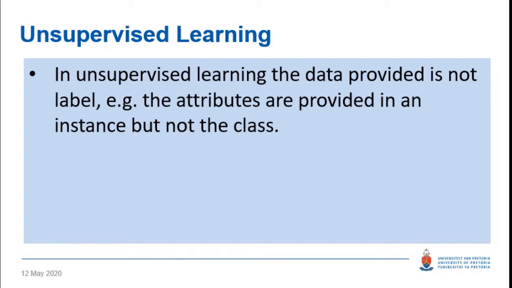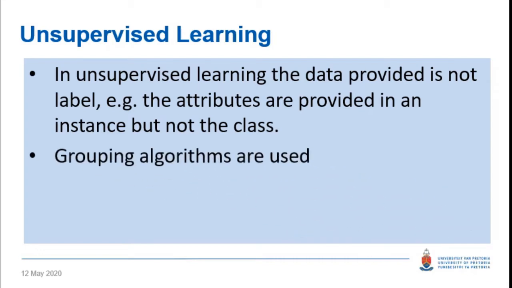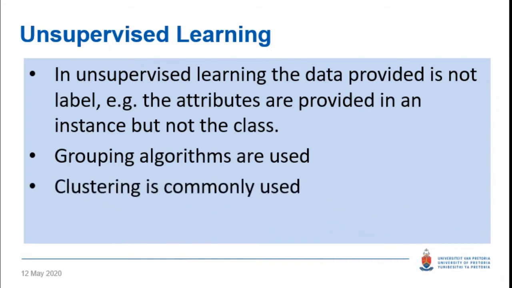So the algorithms that are generally used for unsupervised learning are grouping algorithms. They group different instances together, and clustering is the most commonly used algorithm. So we're going to look at k-means later on. With clustering, instances that have some similarity are clustered together into different groups, and those groups could then correspond to your different entities.